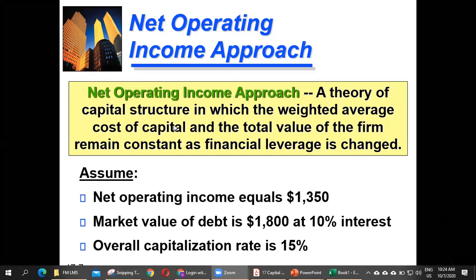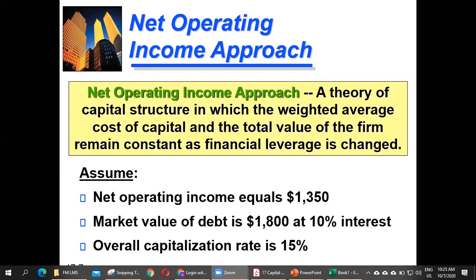So according to this theory, capital structure changes will have no impact on the overall cost of capital and value of the firm, right? So see, assume that net operating income equals 1,350. Market value of debt is 1,800 at 10% interest. Overall capitalization rate is 15%. KO equals 15. So I ask you to calculate the value of the firm.